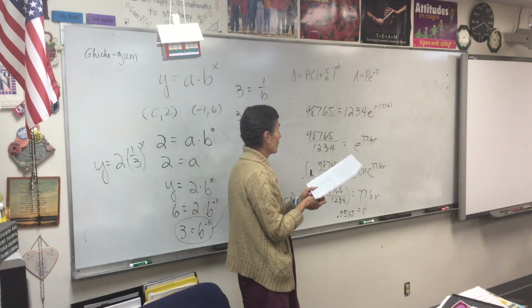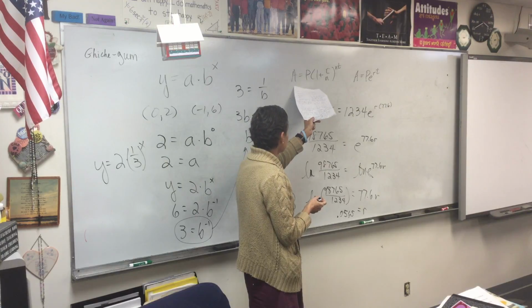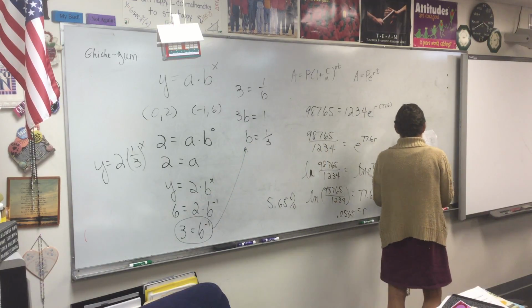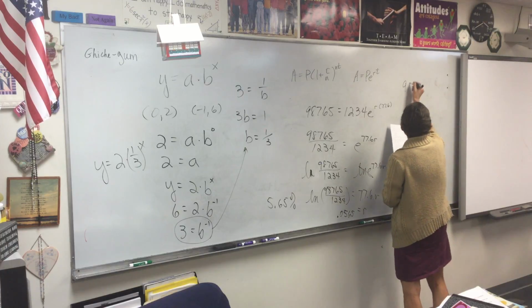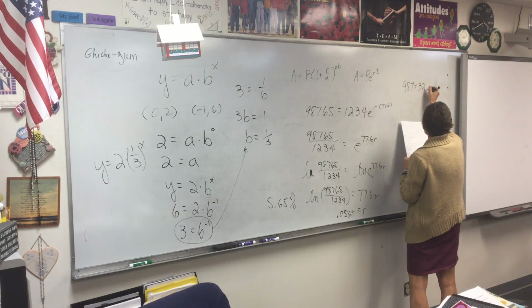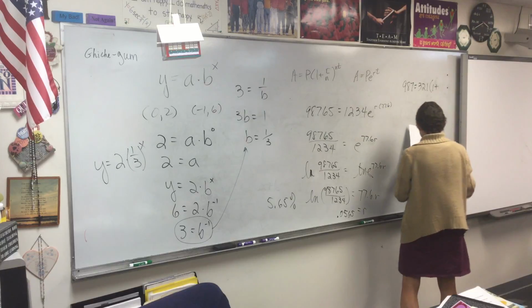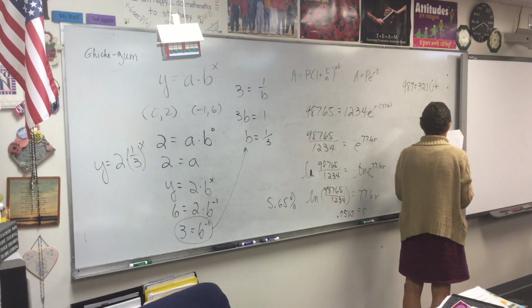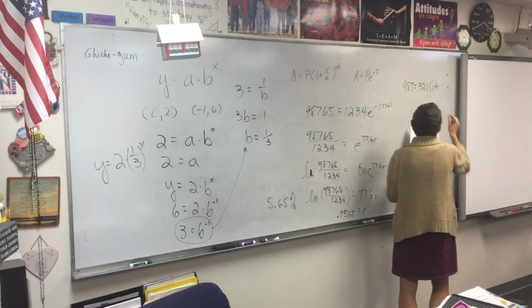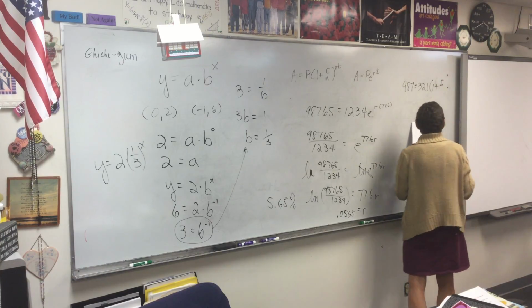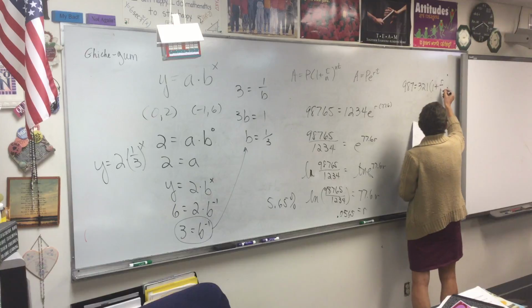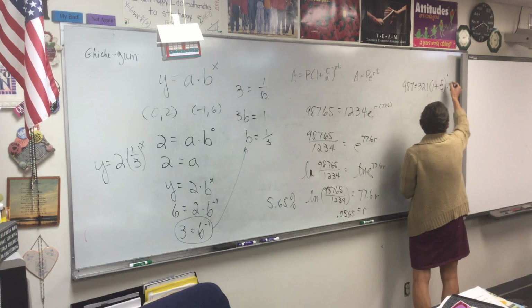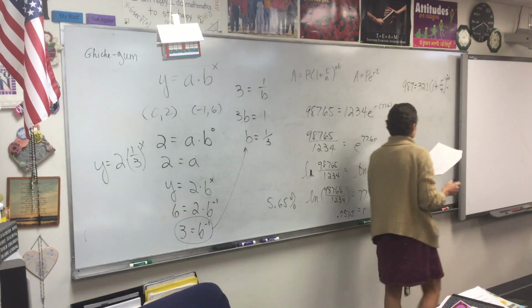Okay, so what goes where? That's the formula we're using. We decided that. So A is equal to 987. So 987 equals 321 times 1 plus R, don't know R, over 4, compounded quarterly, to the 44th power, 4 times 11, yep.